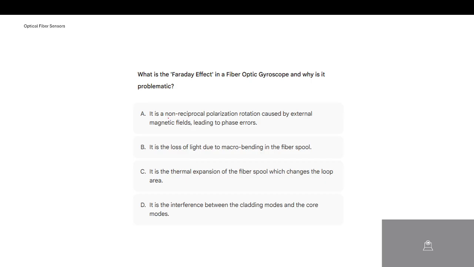Yeah, you are correct. It's non-reciprocal, not reciprocal. Because the Faraday effect is non-reciprocal, the phase shift does not cancel between the counterclockwise and clockwise beams, creating a false rotation signal, and that's why it is problematic. Polarization rotation caused by external magnetic field leads to phase errors. Okay, so yeah, you are correct. Yeah, I just misunderstood the reciprocal and non-reciprocal.